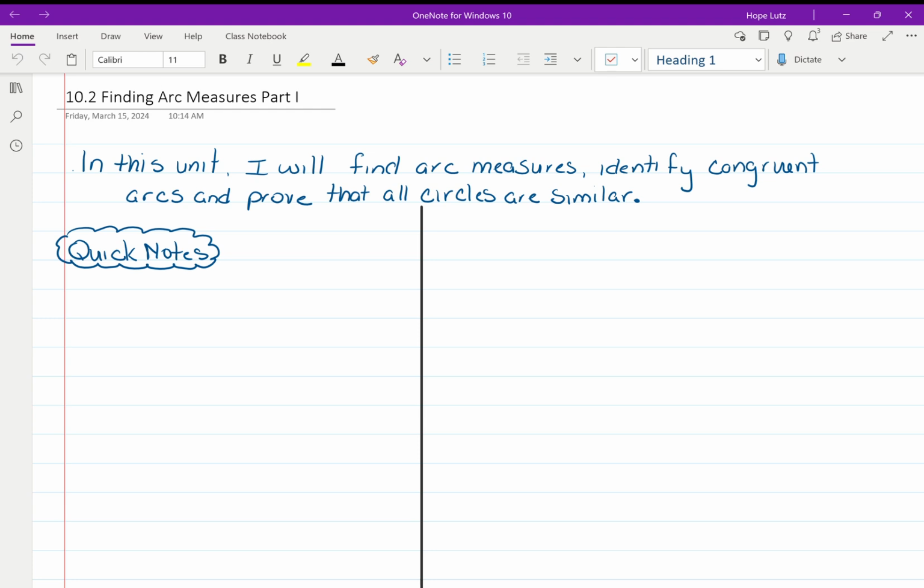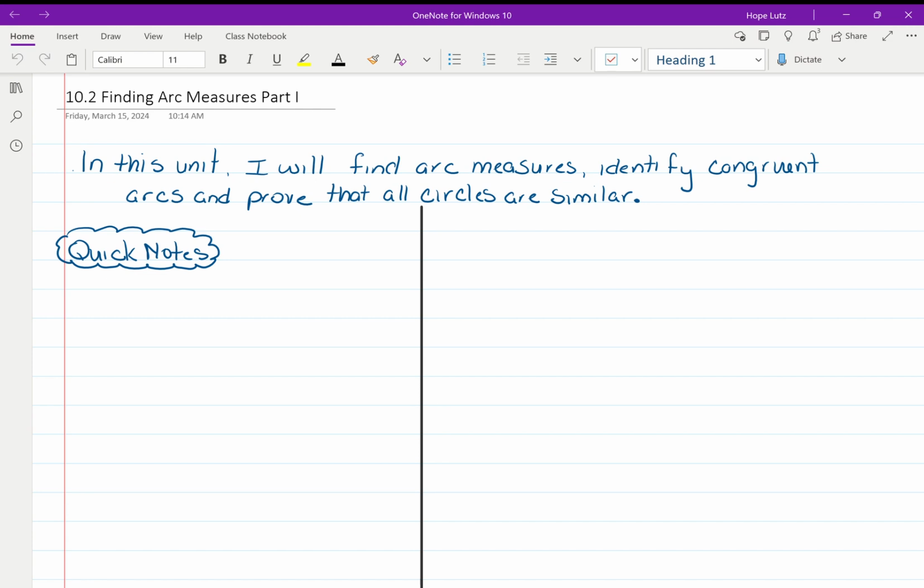Alright, today we're going to look at 10.2, Finding Arc Measures, Part 1. In this unit, you will find arc measures, identify congruent arcs, and prove that all circles are similar. So we've got some definitions that we've got to put in here. So let's get started on those.